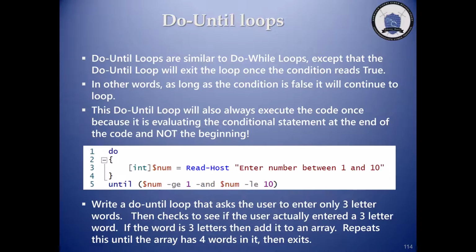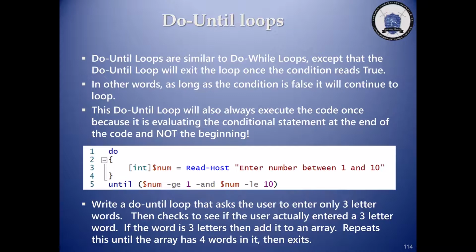Another thing about this loop, of course, any of your do loops, whether it's do until or do while, they will always execute the code once because it evaluates the conditional statement at the end, right? So if it's a do while, if it's a do until, it will always execute the code at least one time before exiting. But again, it checks it at the end.